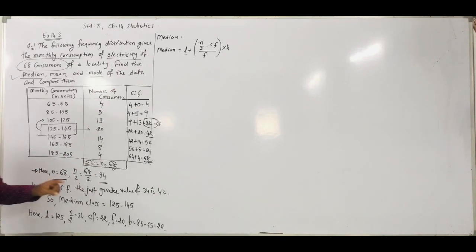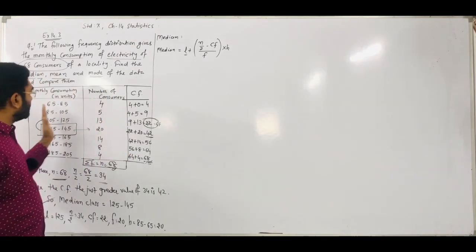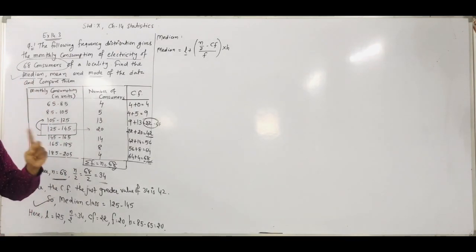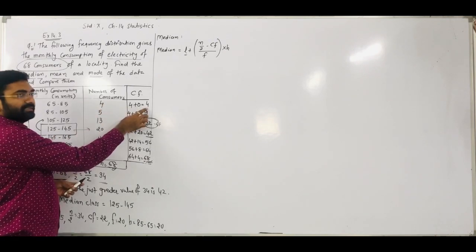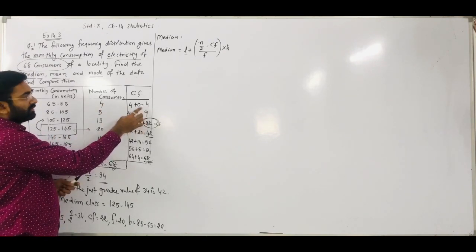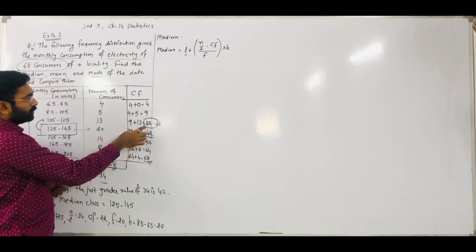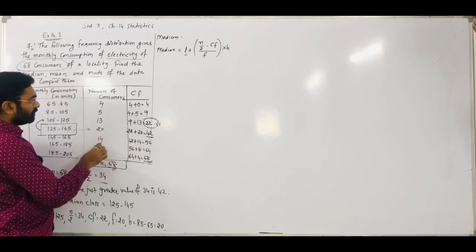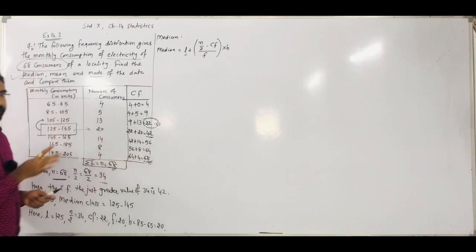Again I repeat, how we can find out the median class. In the median, first of all you have to make the cumulative frequency column. And in the cumulative frequency, each and every class cumulative frequency you have to find out. We can find it from the frequency. First class frequency as it is, for the second class cumulative frequency 4 plus 5 is equal to 9, 9 plus 13, 22, 22 plus 20, 42, 42 plus 14, 56, 56 plus 8, 64, 64 plus 4, 68.